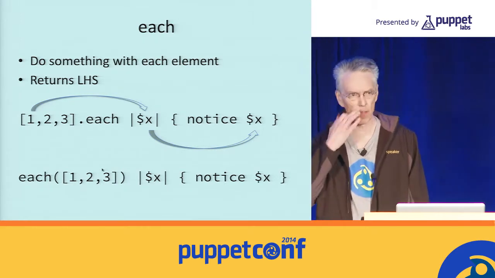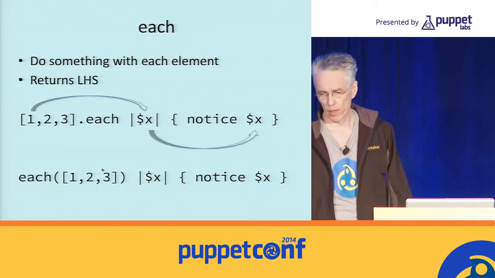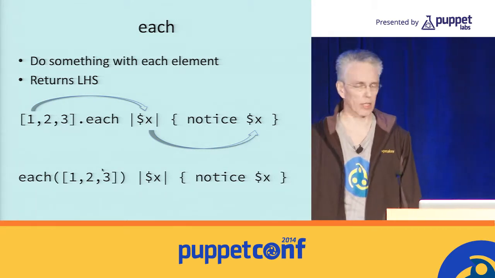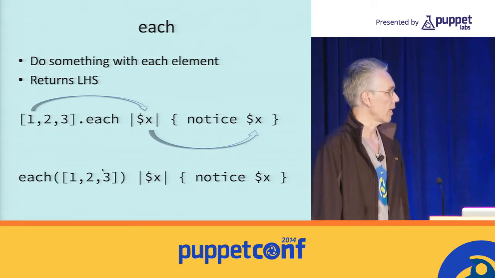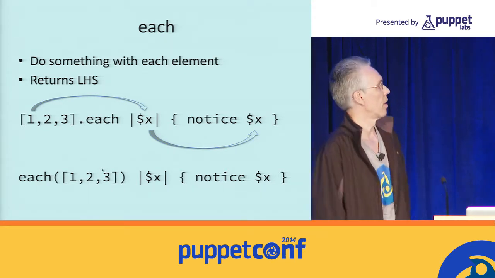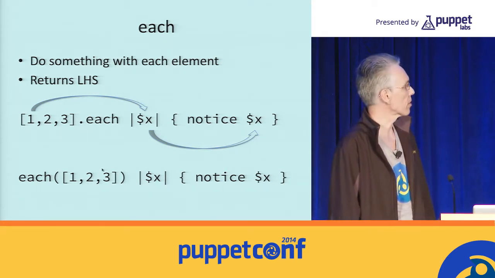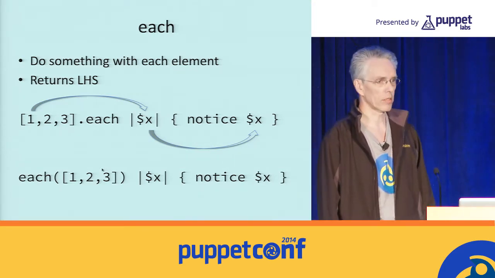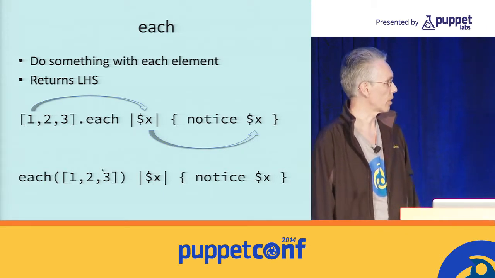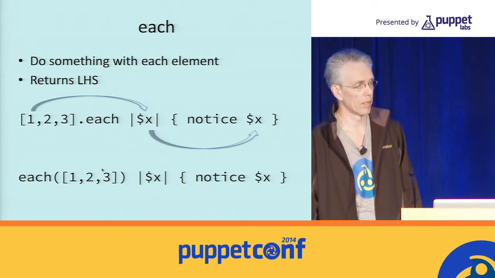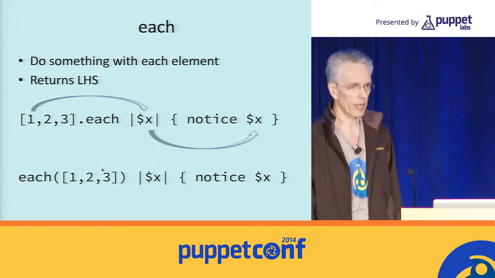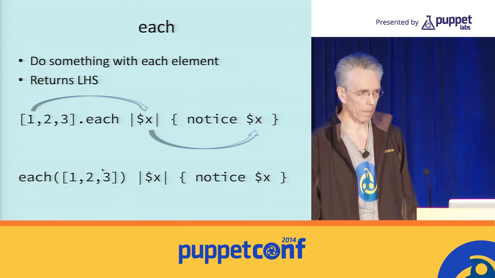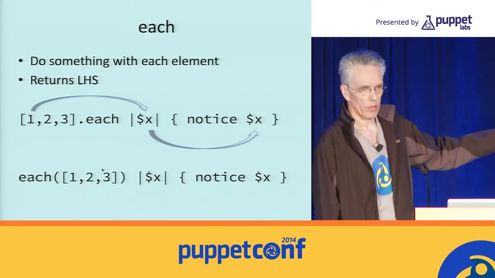So using both the function call notation at the bottom and the dot notation above, you can read the first one there as: the array 1, 2, 3, take each and pipe them as the variable x into the code block on the right there, and notice each x. So if you run that, it will notice 1, notice 2, notice 3. And the example at the bottom there is exactly the same thing. It's the same function call. It will do exactly the same thing. So you can choose which one you want.